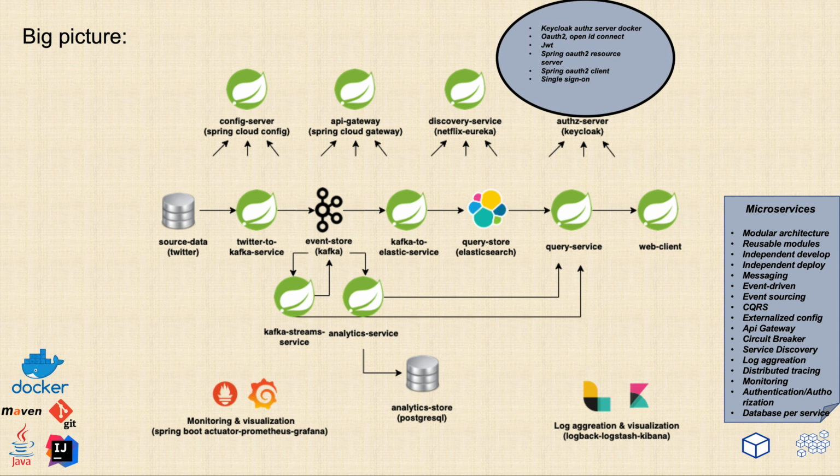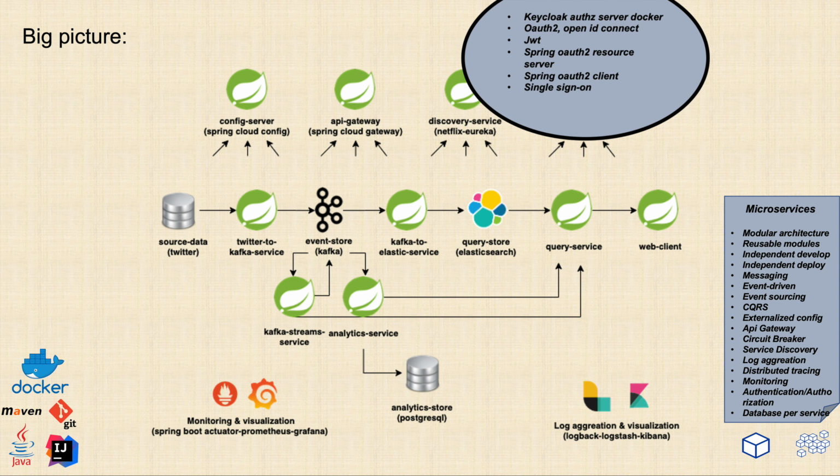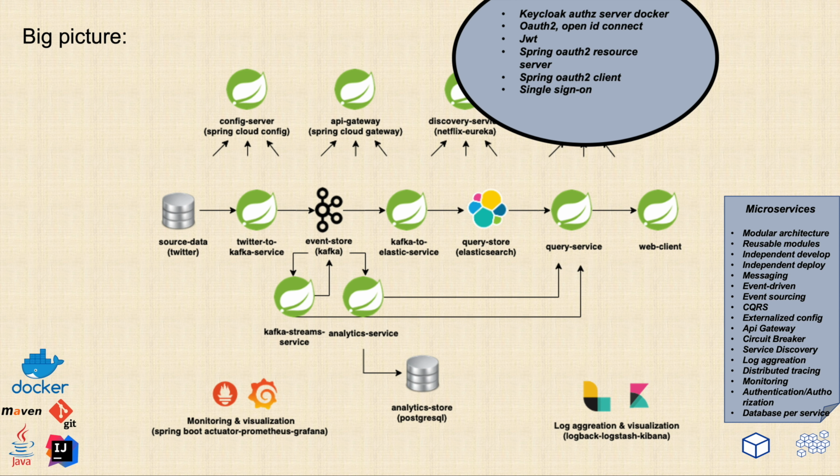Following, you will add the Keycloak authorization server into the picture and implement OAuth and OpenID Connect protocols for your Elastic Query service using JWT as the token type and using Spring OAuth resource server and client dependencies. In this section, I will also show how Keycloak helps us to implement a single sign-on solution.